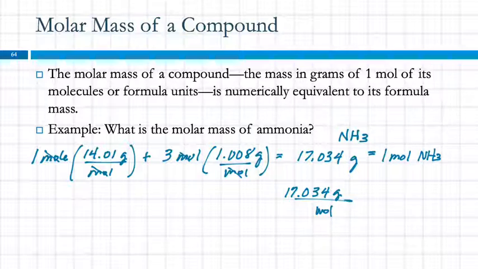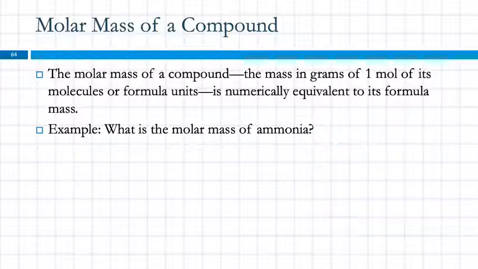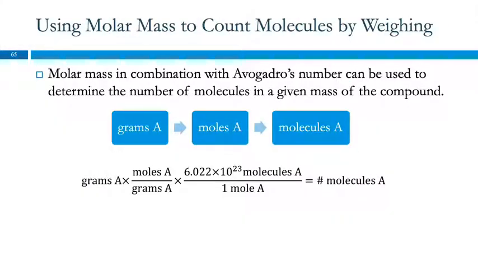Any questions? So the molar mass combined with Avogadro's number can allow us to figure out how many molecules of a compound are in a particular mass. This is just like what we did counting atoms by weighing, but now we're counting molecules or formula units. You start with the mass of something, you calculate the moles, and that conversion there is the molar mass, and then from moles to molecules is Avogadro's number.